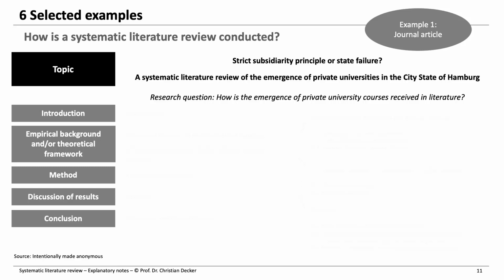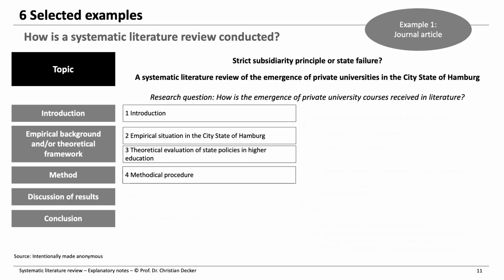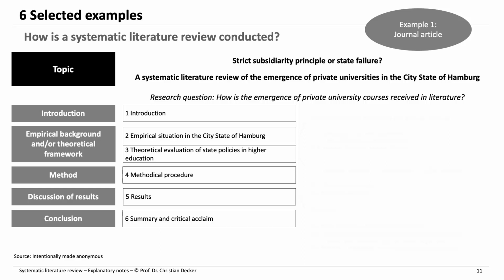The journal article is structured as follows. Chapter 1, Introduction. Chapter 2, Empirical Situation in the City-State of Hamburg. Chapter 3, Theoretical Evaluation of State Policies in Higher Education. Chapter 4, Methodical Procedure. Chapter 5, Results. Chapter 6, Summary and Critical Acclaim.